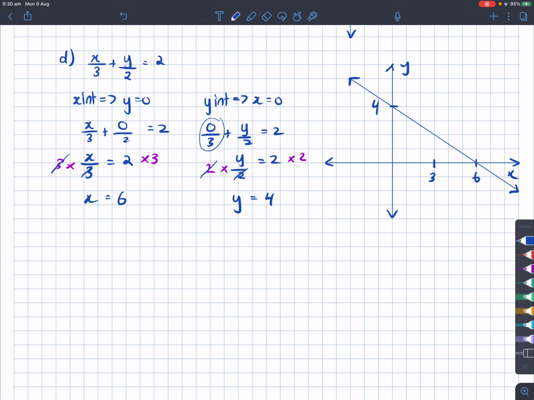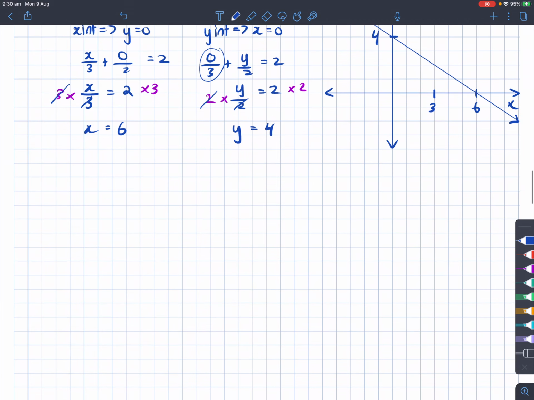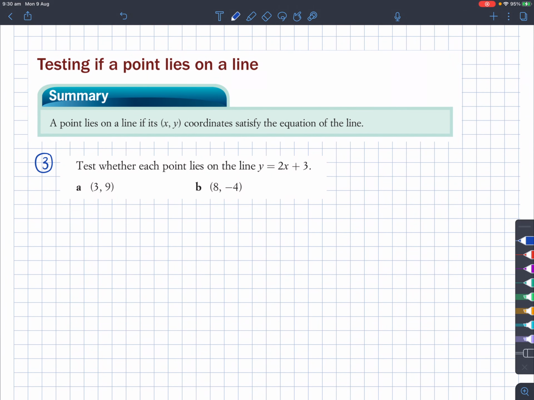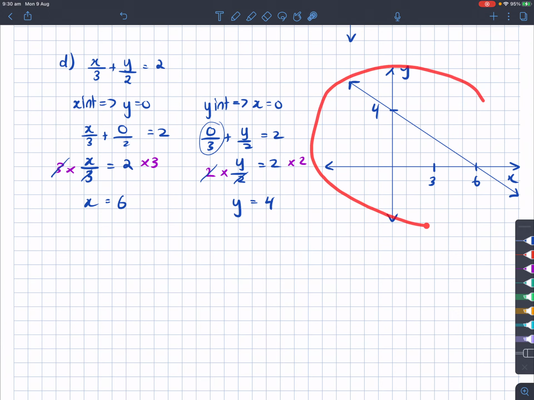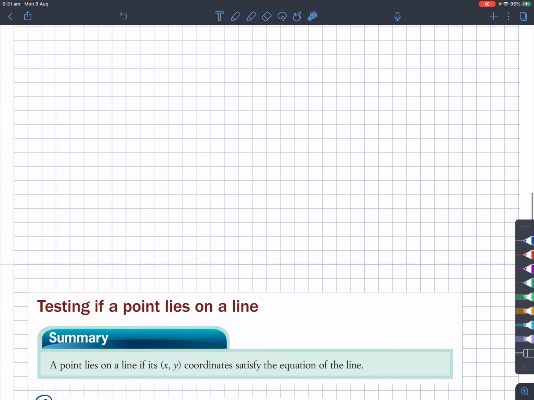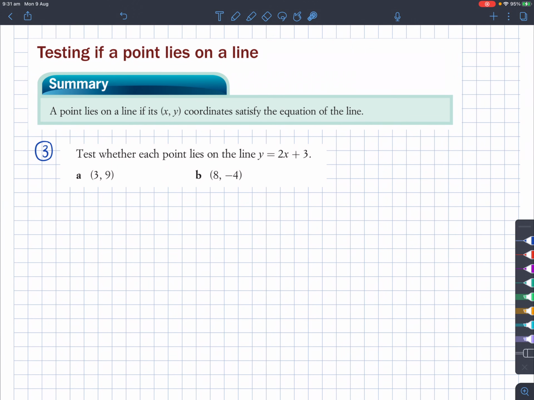Okay, moving on. Right, let's test if a point lies on a line. So if you have any kind of equation such as this, you are able to test any point. Let's just say if I test this point, it will lie on the line. But if I test this point here, which is the origin, that won't lie on the line. Okay? So we can do that algebraically. And it's by doing this.